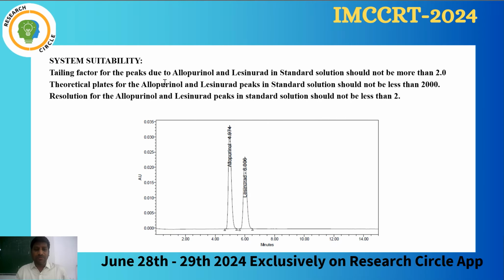System suitability: we have to validate the developed method, and it should pass the system suitability. What are the system suitability parameters? Tailing factor, theoretical plates, resolution. The tailing factor should not be more than 2, the number of theoretical plates should not be less than 2000, and resolution should not be less than 2. So we have to inject the standard solution 6 times, and record the tailing factor value, theoretical plates, and resolution.